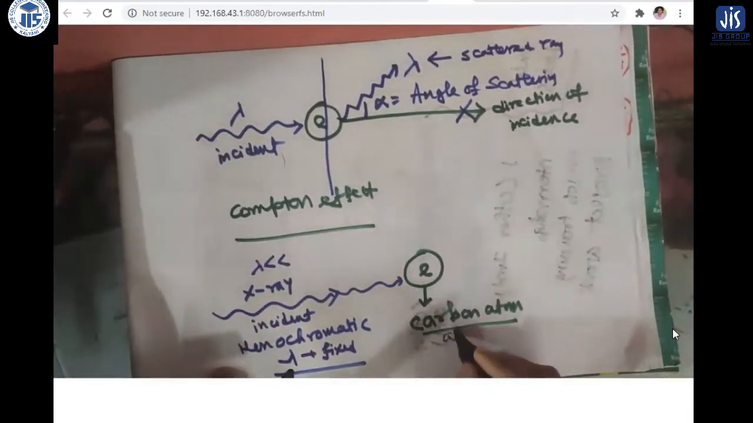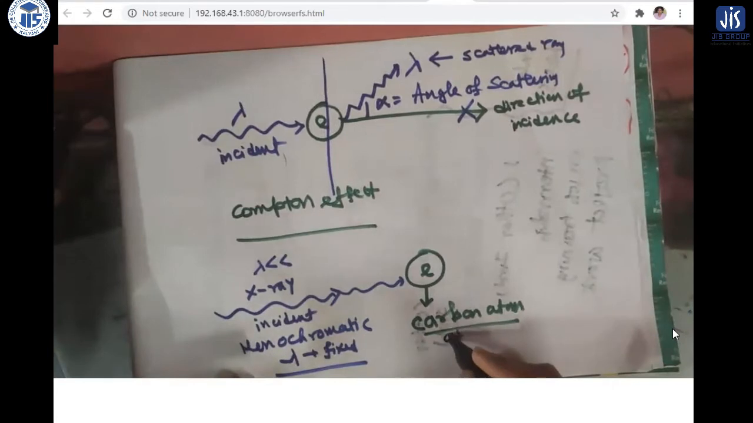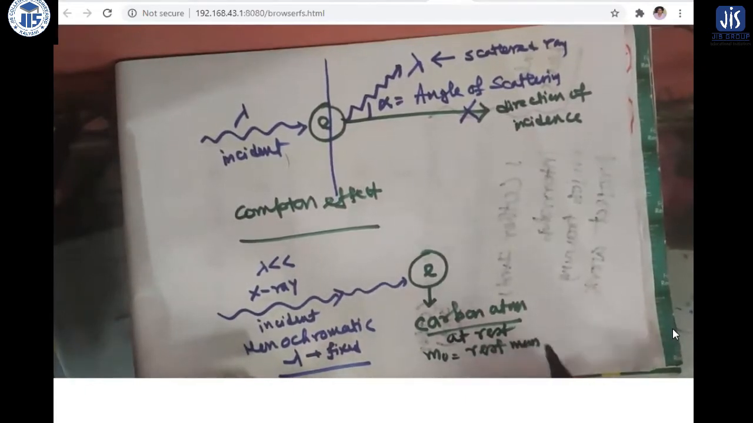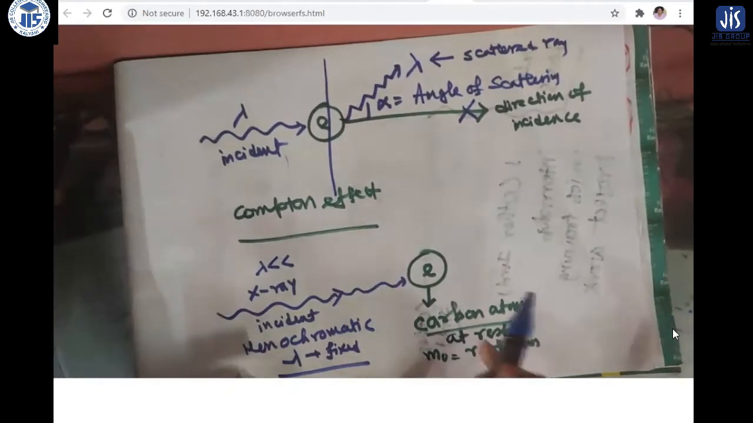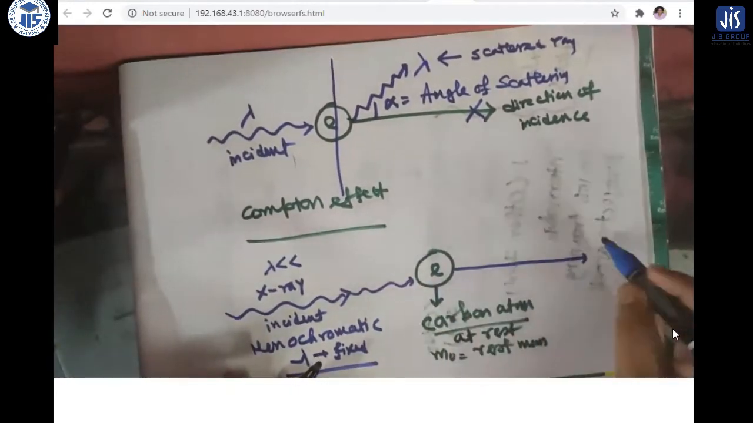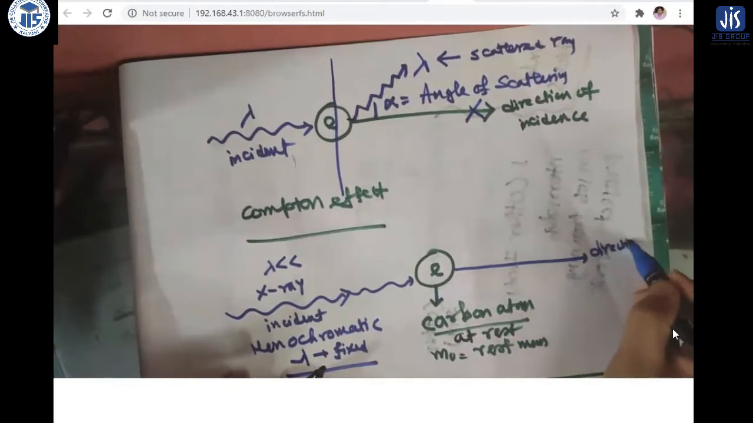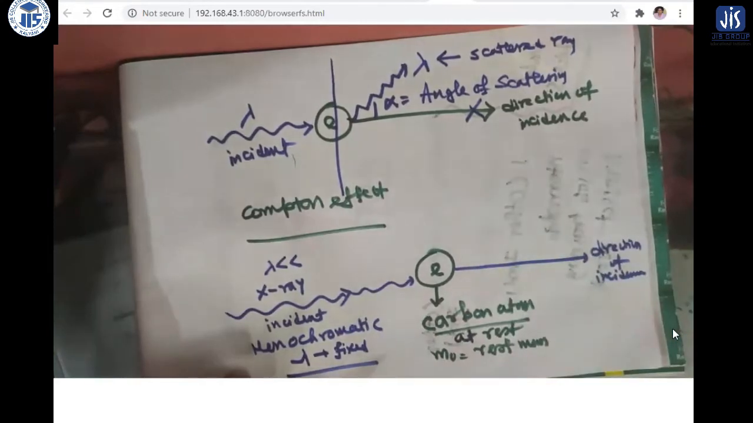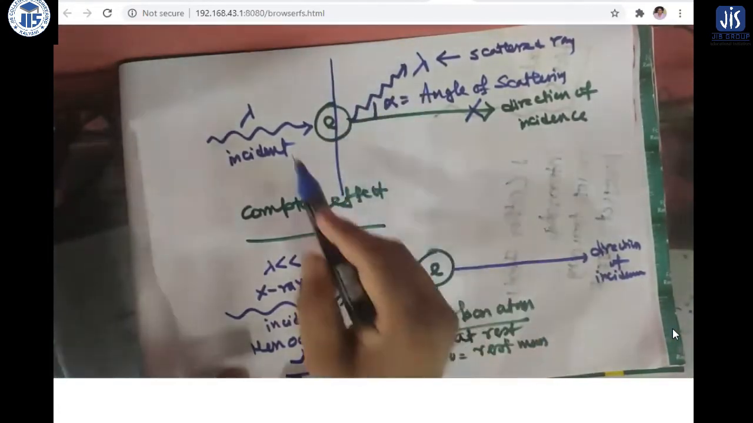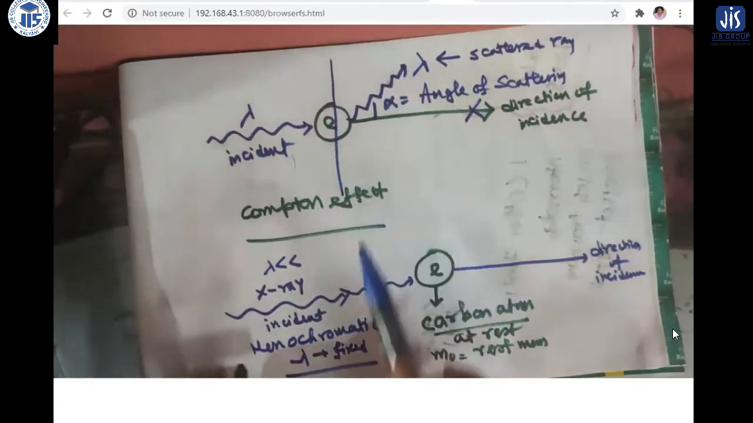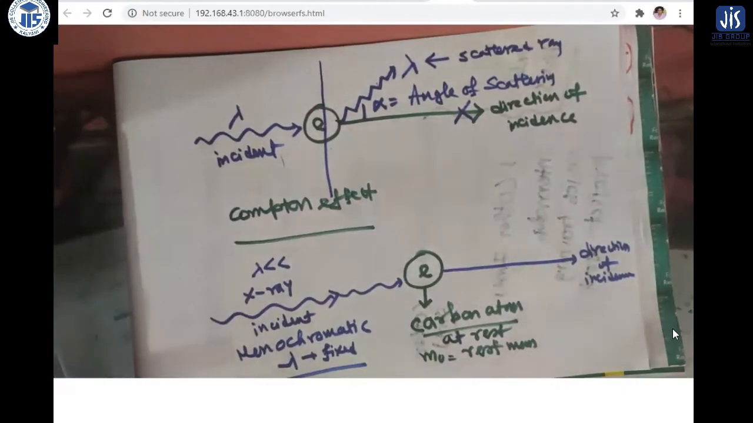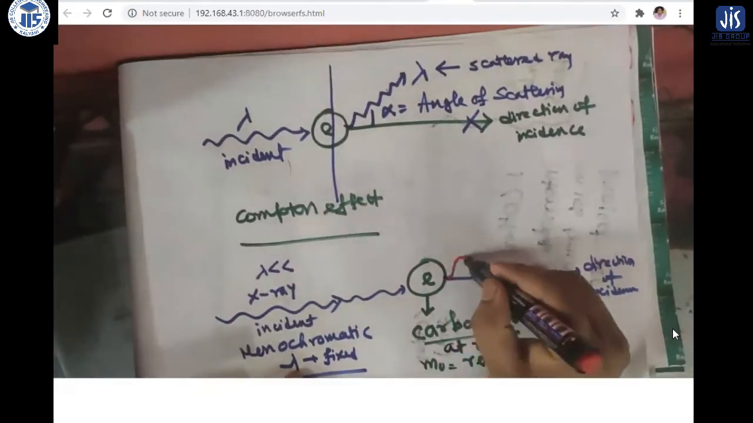We consider this electron is at rest with some mass, say m0. M0 is called the rest mass of the electron. So what would happen? This line is the direction of incidence. You see, this picture is a wave incident on a matter electron and getting scattered. Here also a wave, X-ray, is incident on a matter electron. So it is expected to get scattered. It was scattered. So this is the scattered beam.